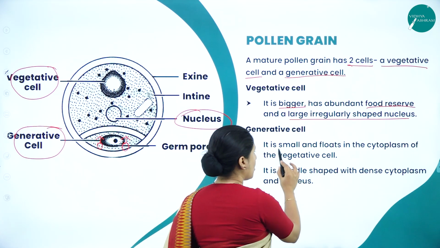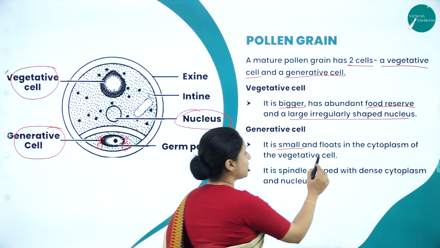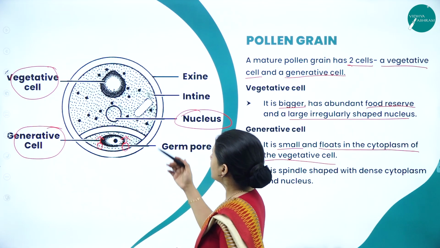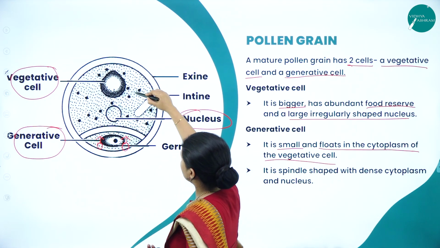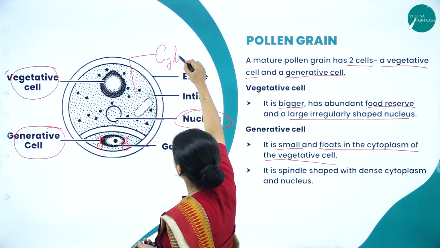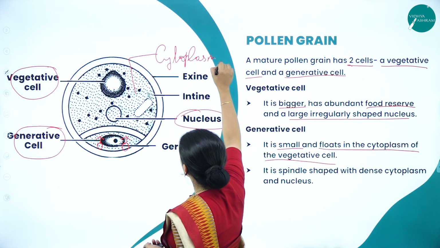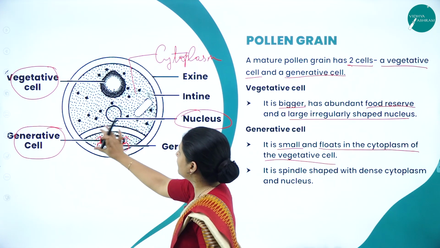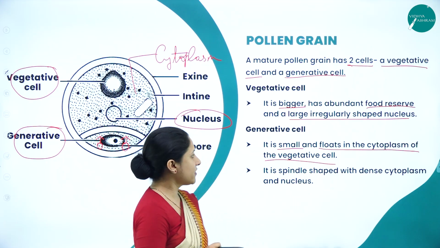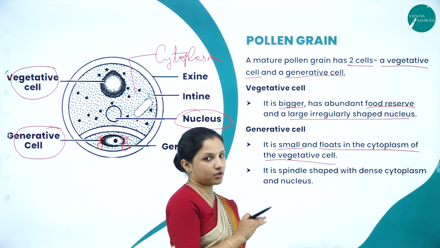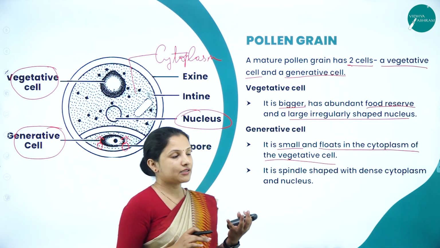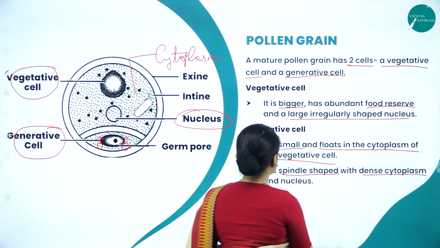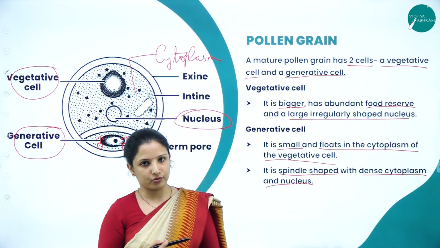Generative cell is small and it floats in the cytoplasm of the vegetative cell. Now inside the vegetative cell, what all is there? It has the nucleus and also the cytoplasm. Inside the cytoplasm of the large vegetative cell, you can see the generative cell floating. The generative cell is smaller when compared to the vegetative cell, and it has a spindle shape and is filled with dense cytoplasm and also a nucleus.